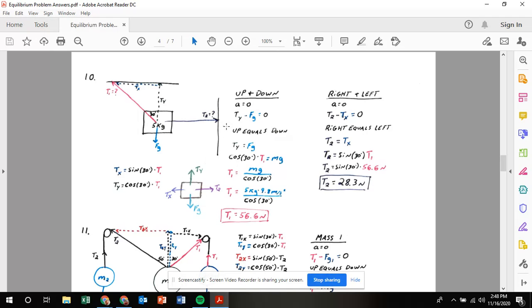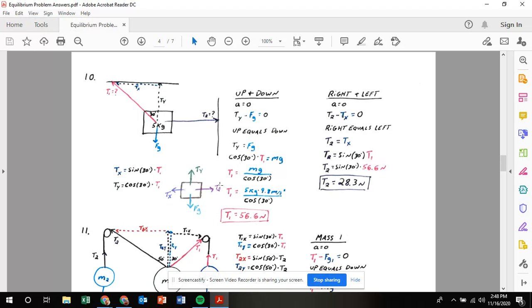If I take a look at my up and down stuff first, I know Ty is up, force of gravity is down, and because there's no acceleration, my up stuff has to equal my down stuff. So Ty equals force of gravity. Ty is the cosine of 30 times T, so cosine of 30 times T equals force of gravity, which is mg. I can divide by cosine of 30, giving me mg over cosine 30. So 5 times 9.8 over the cosine of 30 tells me that T1 has to equal 56.6 newtons.